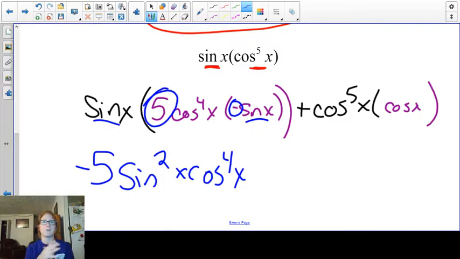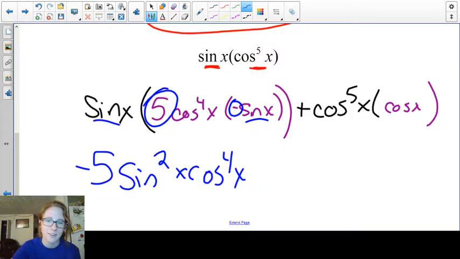Now, does it matter if you put sine or cosine first? No, it really doesn't. Typically, you do sine, then cosine. It's kind of like x, then y. It just is. I don't know off the top of my head. It just is. That's all I got for you.